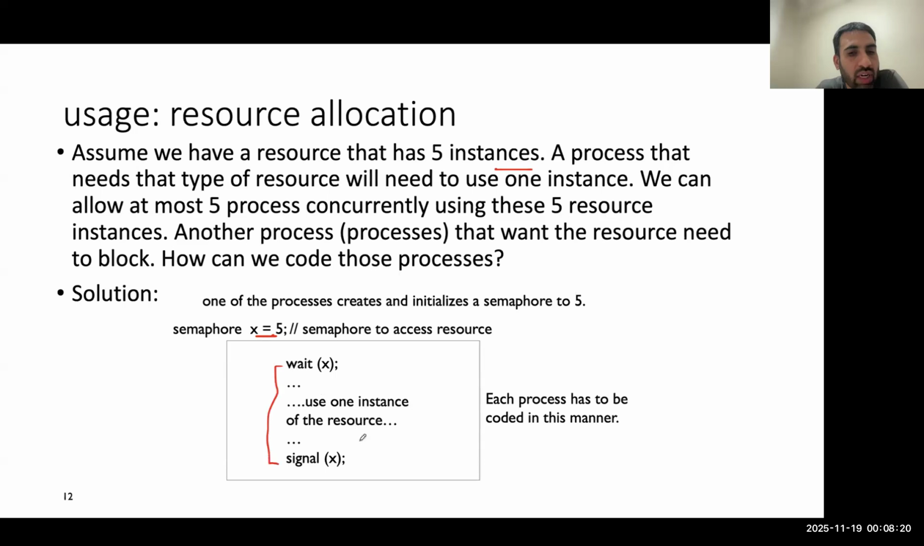At the start, we have wait, then in the middle they make use of the instance of the resource, and once they are done, they invoke the signal. If we have this structure, then we can ensure that we allow 5 processes to run concurrently, each one using one instance of the resource. And if there is a sixth process, then it will be blocked.